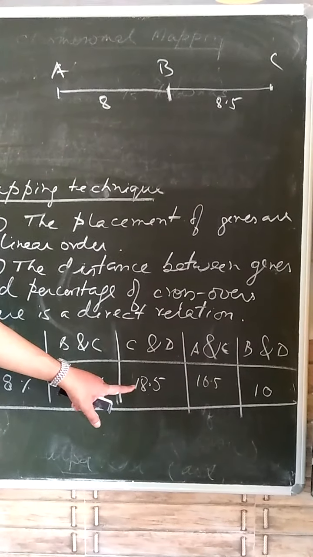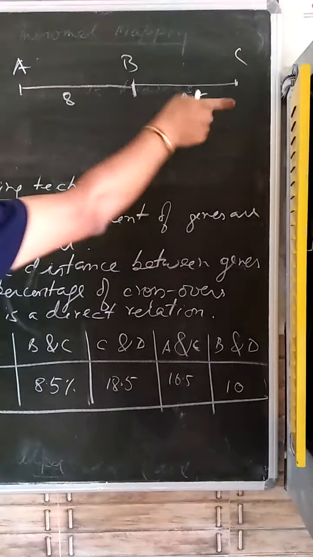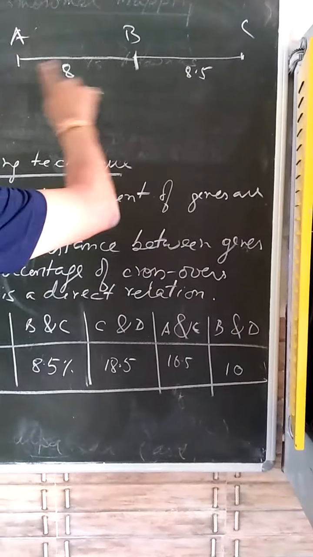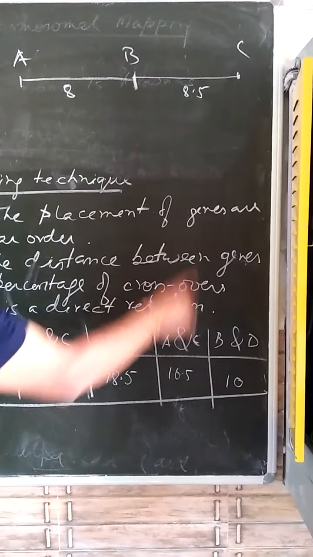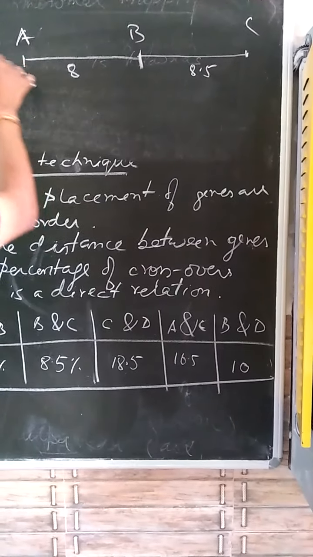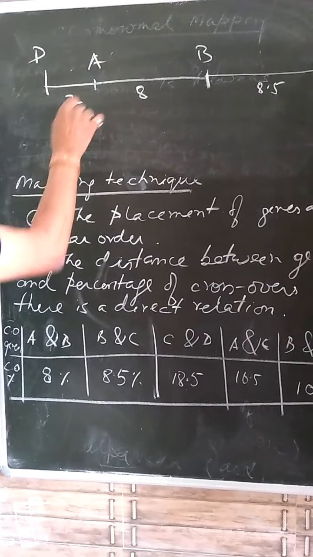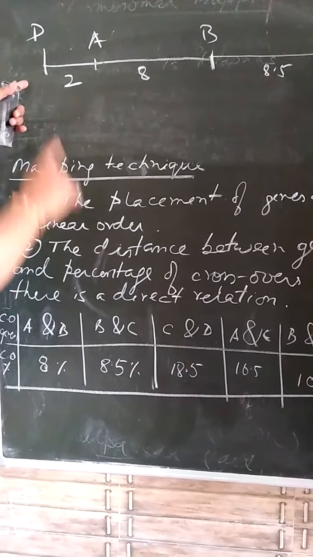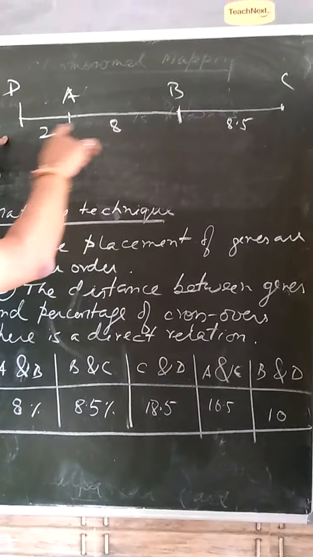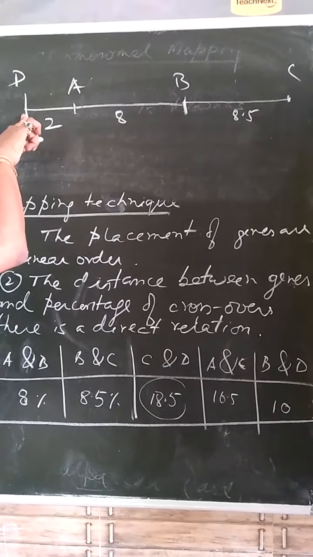But next we see between C and D it is 18.5. So if we put D here at 18.5, others should also comply. But we see A and C is 16.5. So A and C is coming 8 plus 8.5, which is 16.5. Now B and D should be 10. So if we put D here, then this is 10. That means this is 2. Now see the distance between C and D. So C and D is 8.5 plus 8 plus 2, that is 16.5 plus 2, 18.5. So it is matching. So D should be here.